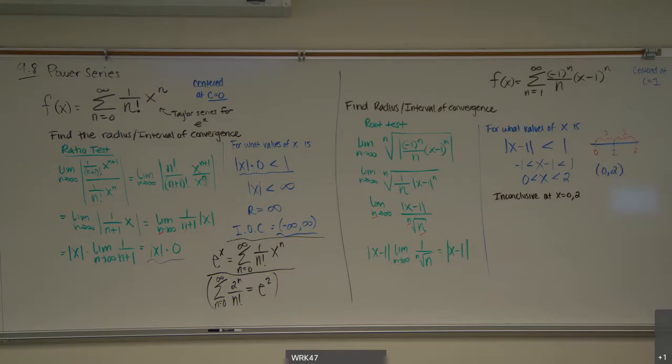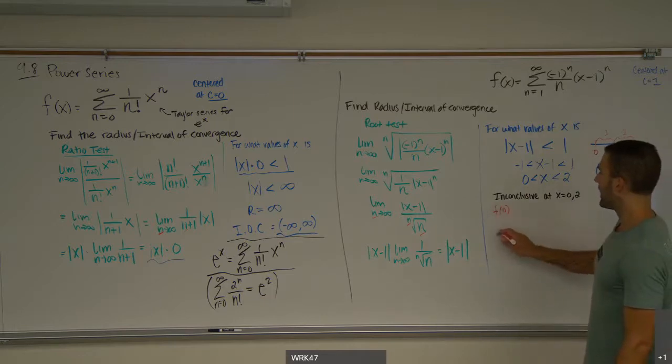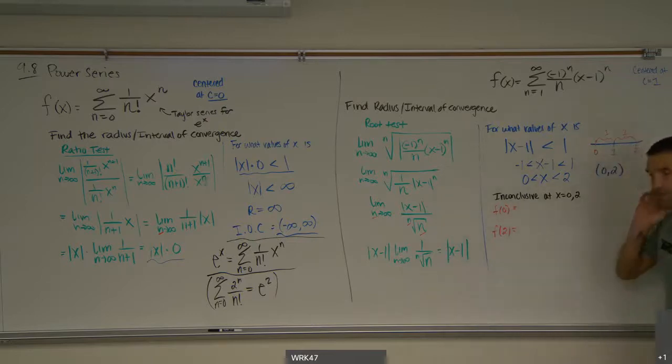So how do we know? Well, we have to check it by hand. What that means is I need to plug 0 into the function and see what happens. I need to plug 2 into the function and see what happens. And then I need to use everything I know about series to determine whether or not it would converge or diverge.